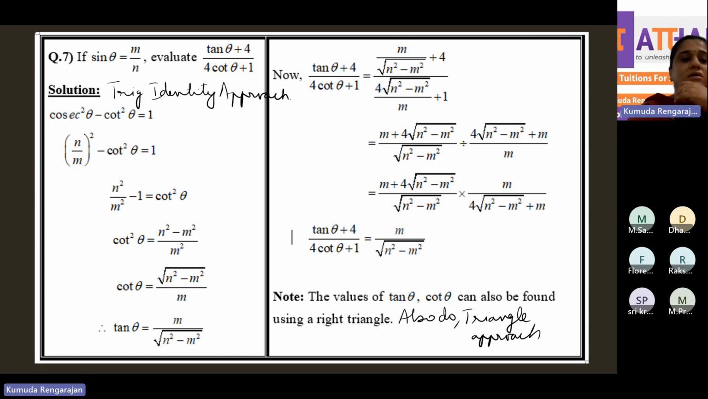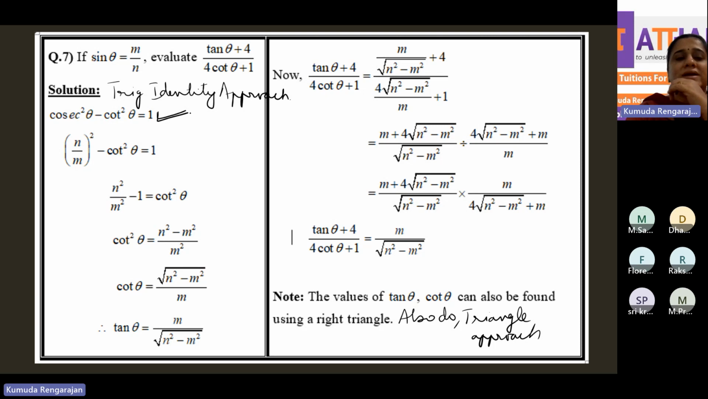All right, so see here, cosecant square theta minus cot square theta is 1. We start with this identity, because we are given sine, which means we know cosecant, and we can find cot. Working this, you can find cot.